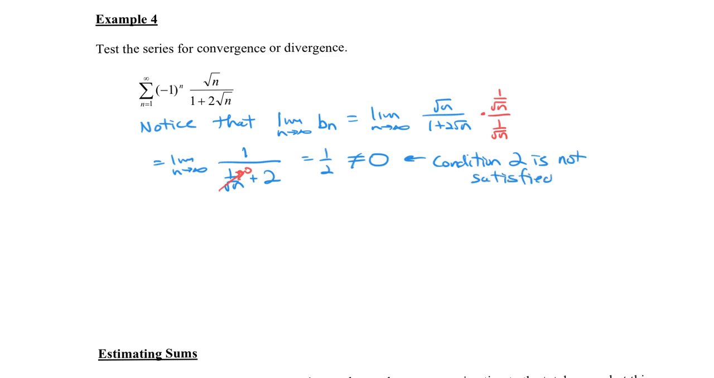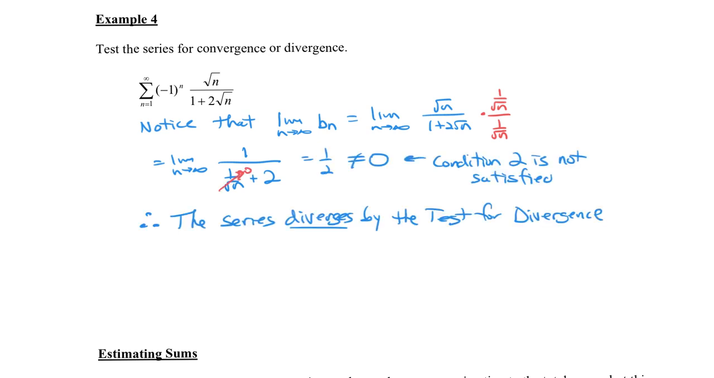Whenever condition 2 is not satisfied, that essentially means the series diverges by the test for divergence. So I'm going to say, therefore, the series diverges by the test for divergence. Because remember, the test for divergence says we can just take the limit of a sub n, and if we don't get 0, the series diverges.